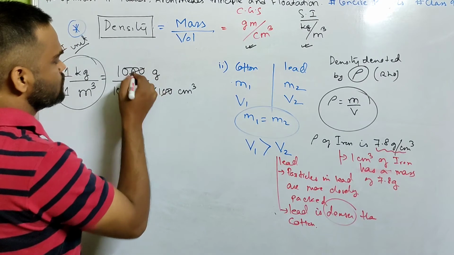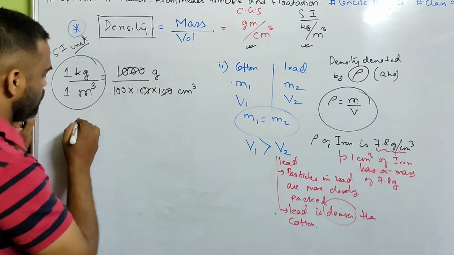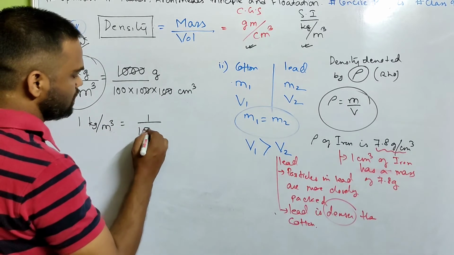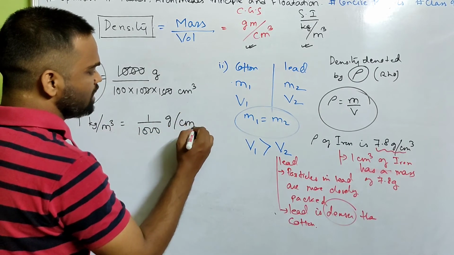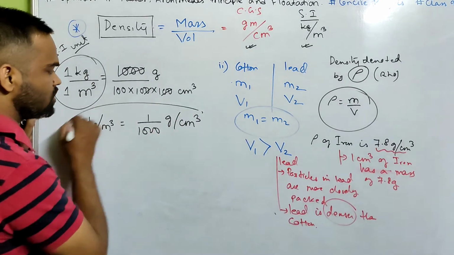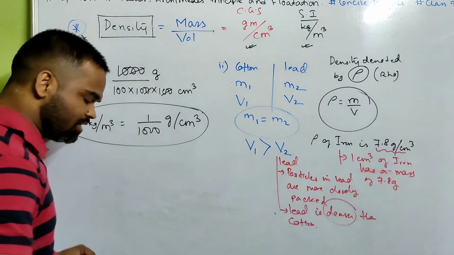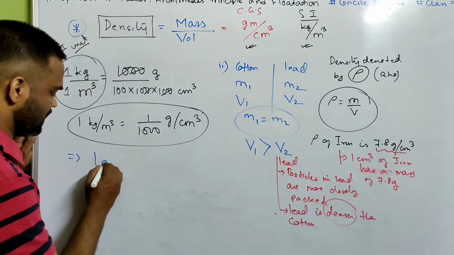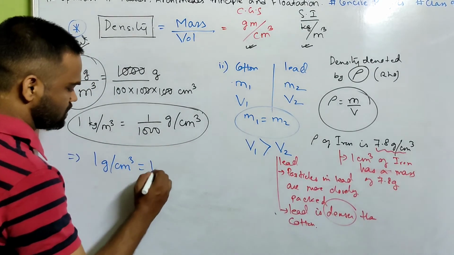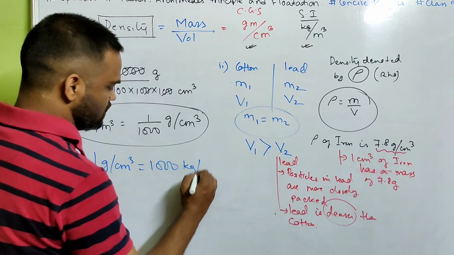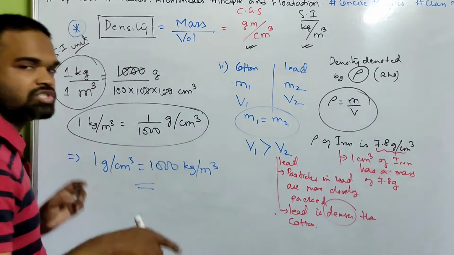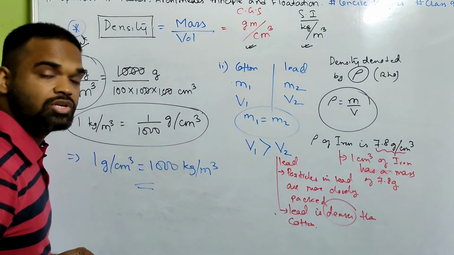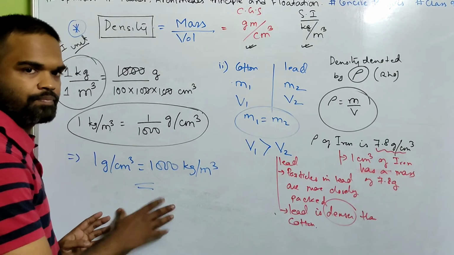So 2 zeros, 1, 1. So 1 kg per meter cube is 1 by 1000 gram per centimeter cube. This is the relation between the SI and the CGS unit. We can write like this also. 1 gram per centimeter cube is equal to 1000 kg per meter cube. And that's the relation between the CGS and the SI unit of density.